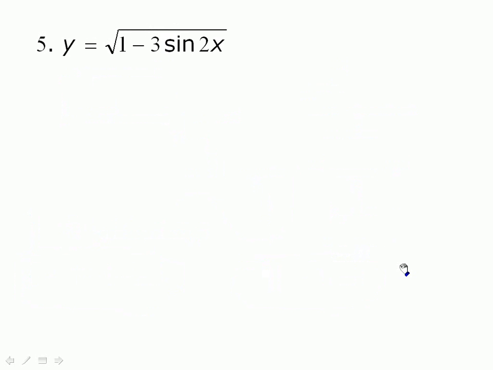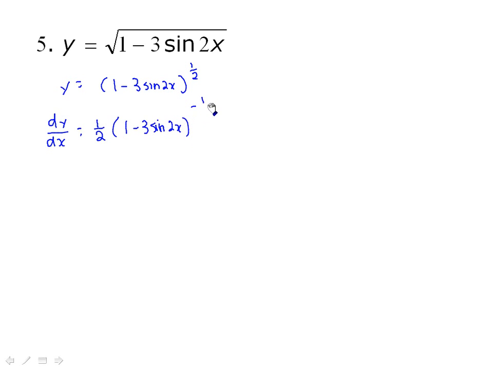Next one, pretty routine, except we have a radical. So y is equal to (1 minus 3 sine 2x) to the 1/2. Feel free to pause me and go through this one on your own. Now dy/dx, when you differentiate this, is 1/2 times (1 minus 3 sine 2x) to the negative 1/2, multiplied by the derivative of the inner, which is 1 minus 3 sine 2x. And then when we differentiate that inner, we'll get negative 3, well, the derivative of sine 2x is cos 2x, and then times the derivative of 2x.